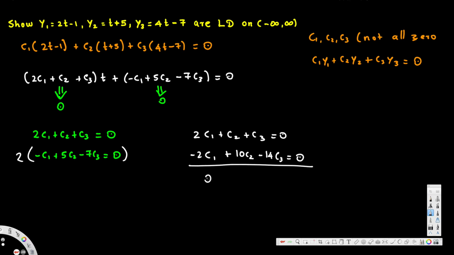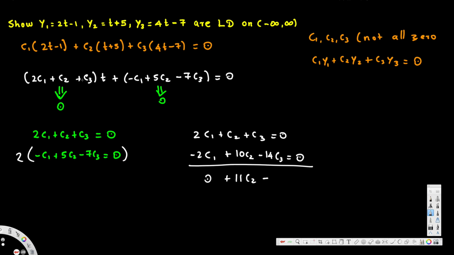And if we add them together, c1 is going to become 0, and here this is going to be 11c2, and then the third one is going to be minus... let's see whether I made any mistake.